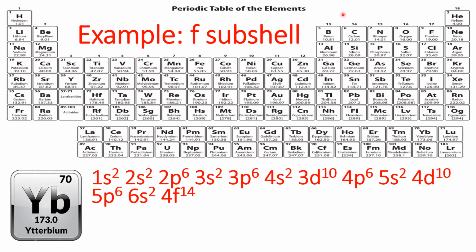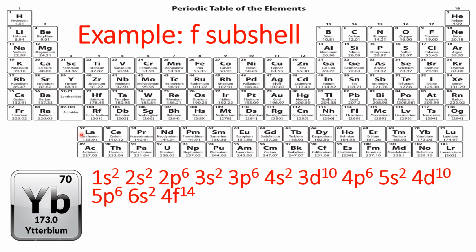So you have your 1s2, 2s2, 2p6, 3s2, 3p6, 4s2, 3d10, 4p6, 5s2, 4d10, 5p6, then 6s2. And remember, in here, this is the continuation.